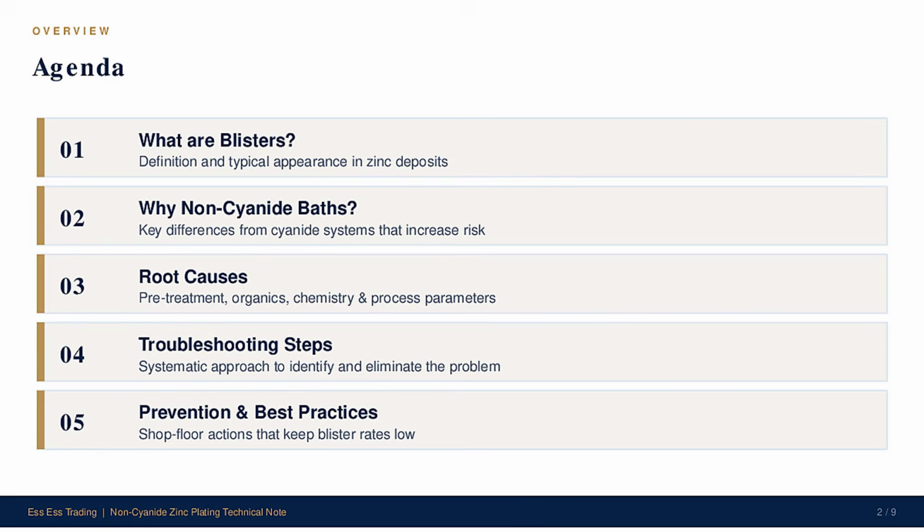Let's take a quick look at our agenda. We'll start by defining what blisters are and how they typically appear in zinc deposits. Then, we'll discuss why non-cyanide baths are more sensitive to blistering compared to cyanide systems. After that, we'll identify the root causes, covering pretreatment, organics, and bath chemistry. Next, we'll outline a systematic troubleshooting approach. Finally, we'll wrap up with prevention strategies and best practices to keep blister rates low on the shop floor.